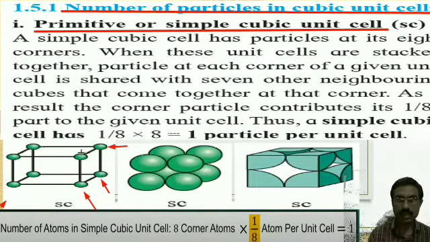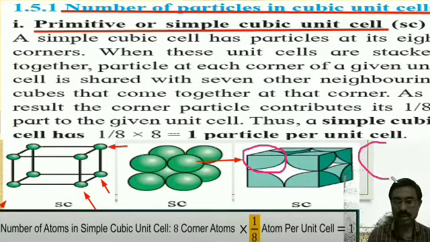And each particle at a corner constitutes only 1/8 part, because one spherical atom or particle is shared with 8 cubic unit cells. Only 1/8 part is constituted in the cubic unit cell.